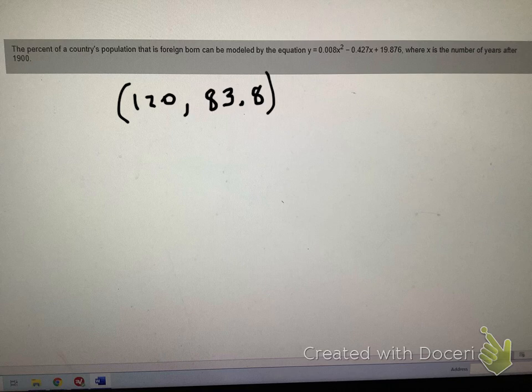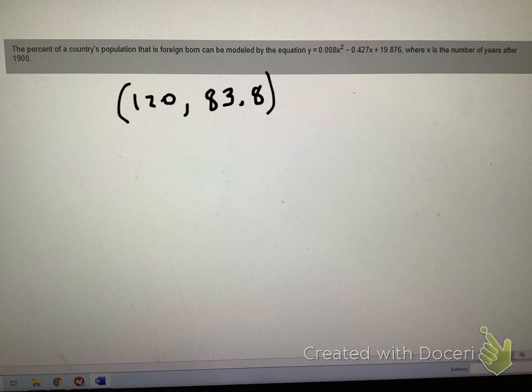For a problem like this, we don't want to say, oh, X is 120 and Y is 83.8. That's not useful in an interpretation. What we're trying to do is translate this into an English sentence that anybody could understand. You don't want to use the math here.